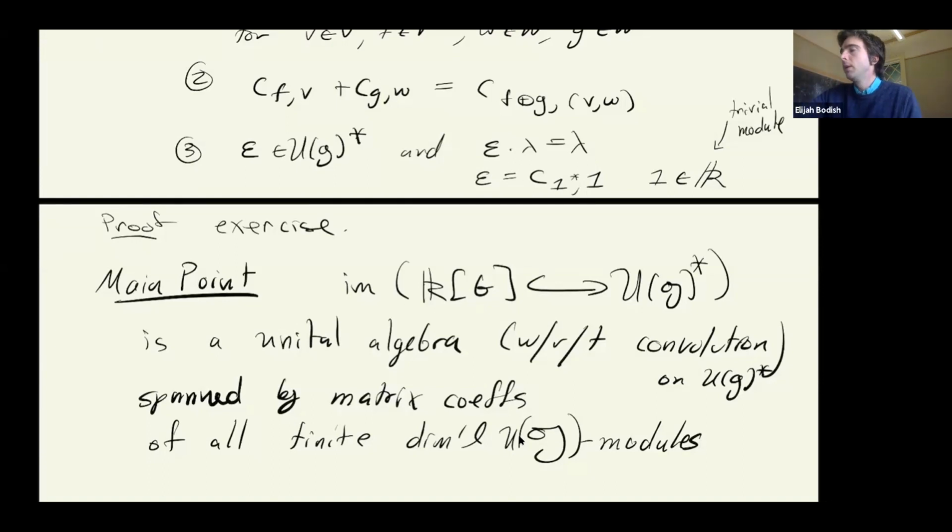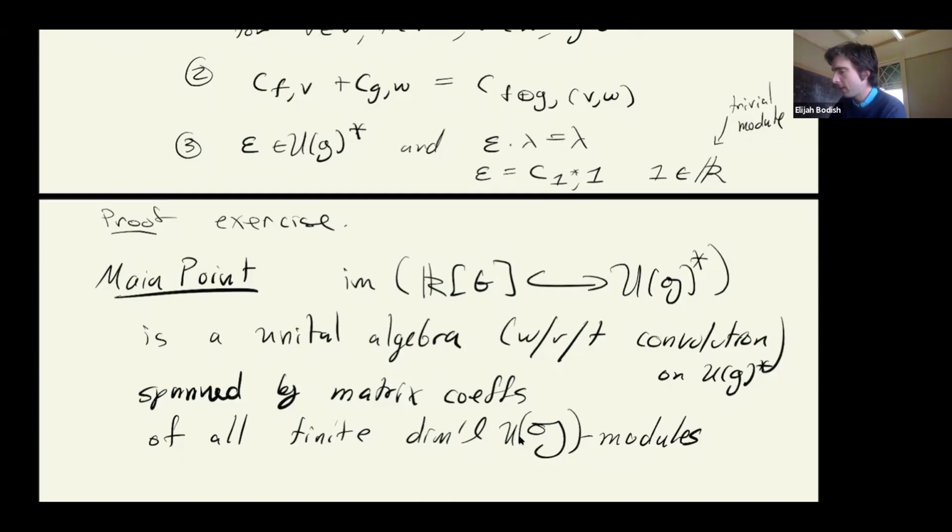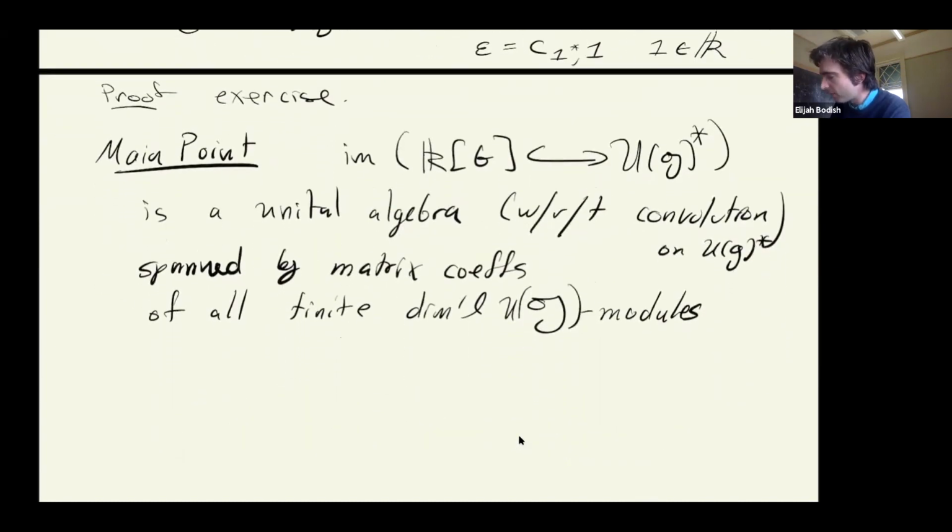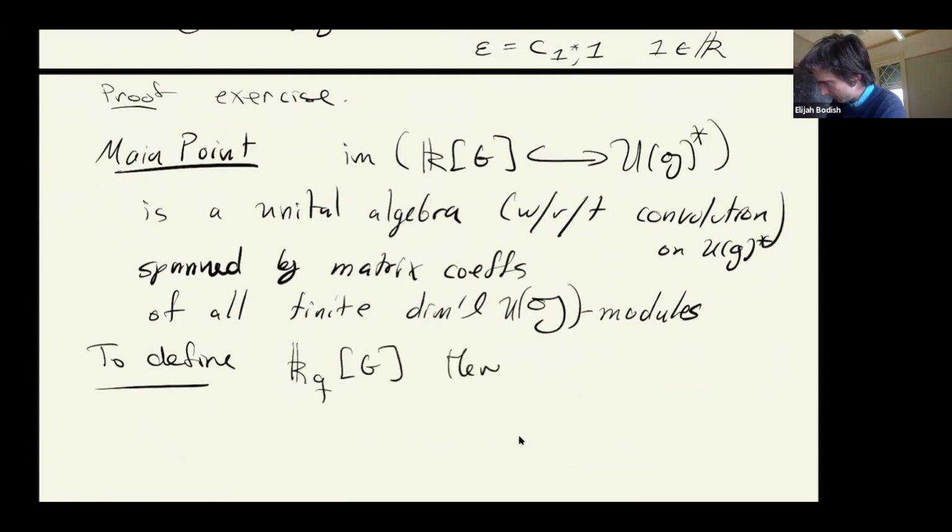So that was all classical, but basically everything can be redone, but backwards, in the quantum case. To define K_q[G], there is no G to take functions on, but we have the following definition.